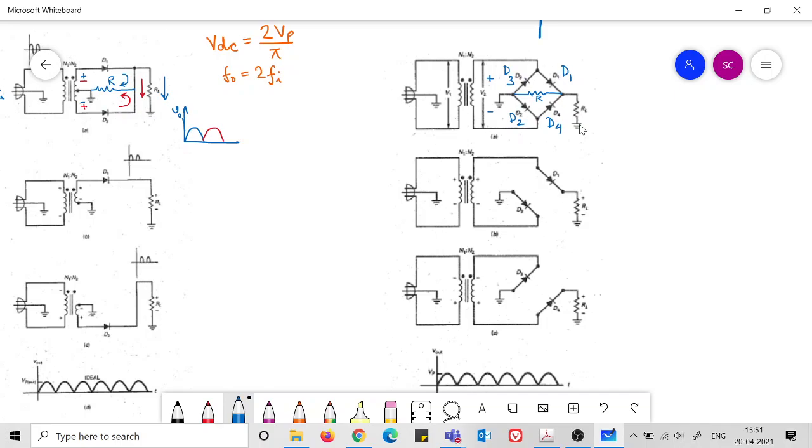Which diodes are in the forward bias and which diodes are in the reverse bias? Just you have D1, D2, here, right? Absolutely correct. So some intuition you have to apply here.